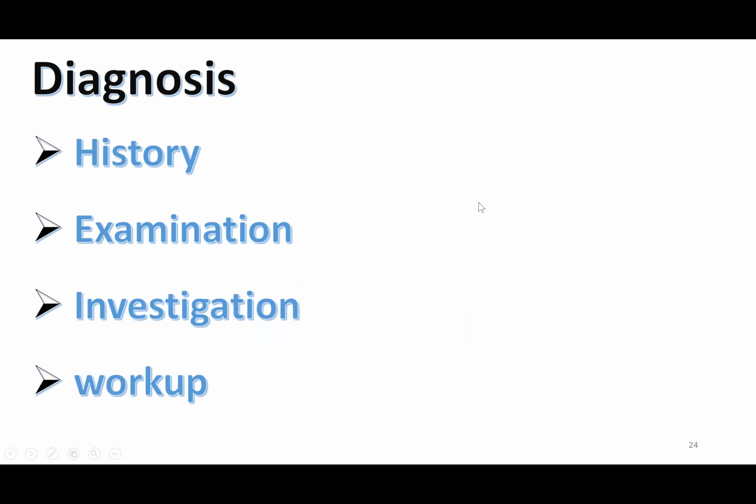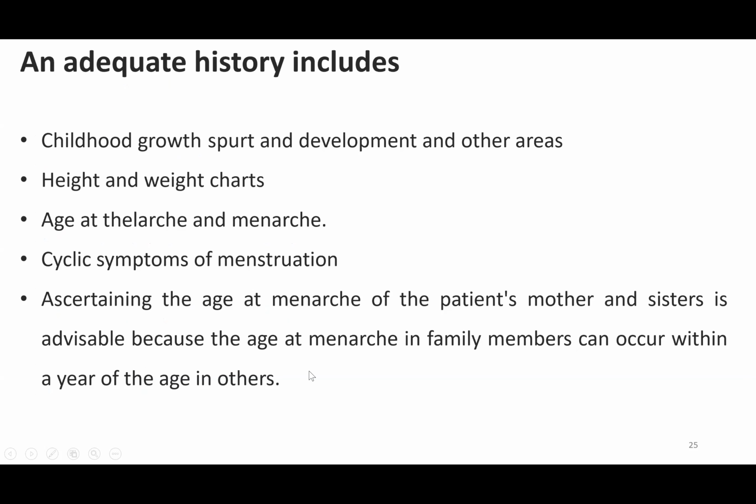The diagnosis will be based on the history, appropriate history taking, examining the patient, usually with a chaperone, usually it's her mom, sending appropriate investigation and the diagnostic workup. Adequate history, that we have to ask the mother a thorough history. We have to look about the child having a growth spurt and development and other areas. What about the BMI? And we compare it with the height and weight charts of normal children. We ask the mom, when did your daughter start to have axillary and pubic hair? Usually they follow up their girls for looking for these occurrences.